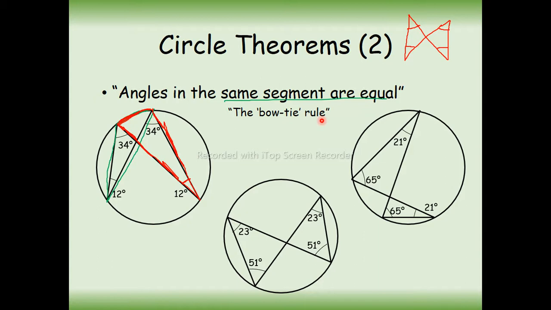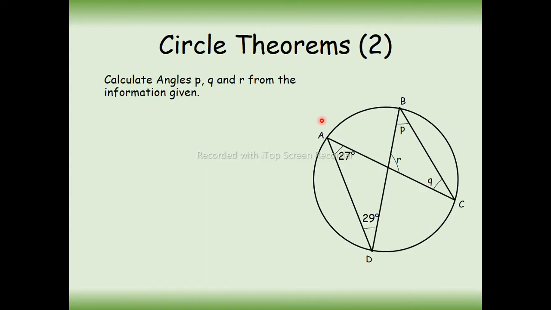All right, so let's use this rule. Look, clearly the bow tie. If you can't see the bow tie, I don't know. All right, so you have 60 seconds. What is angle P, Q, and R? Do it on your own.